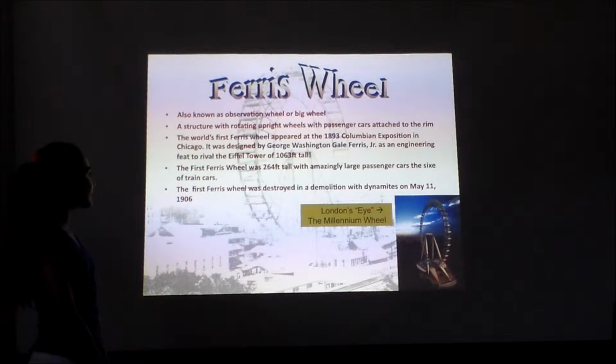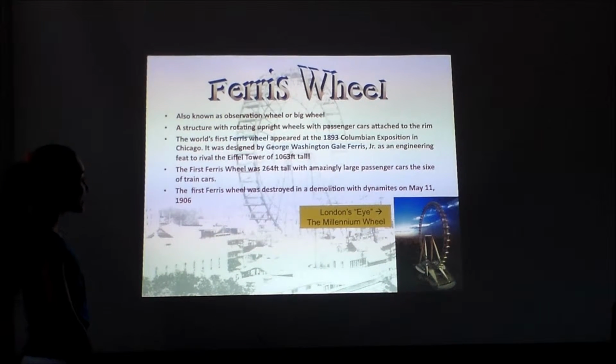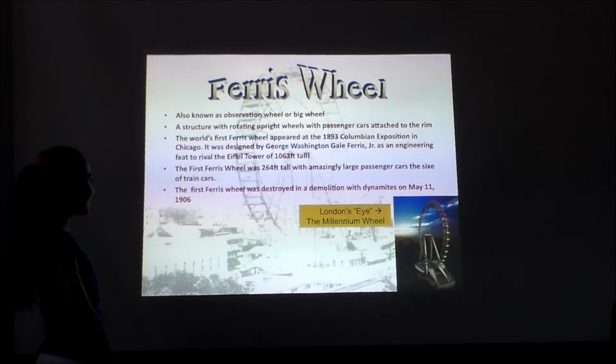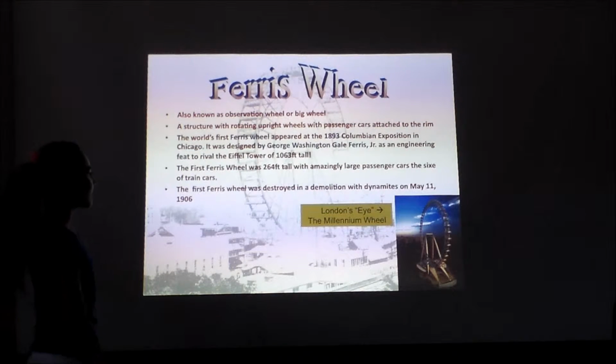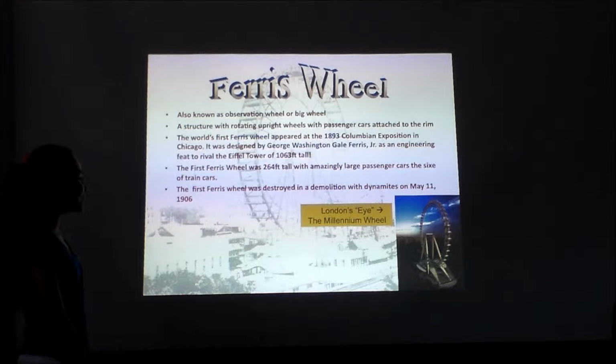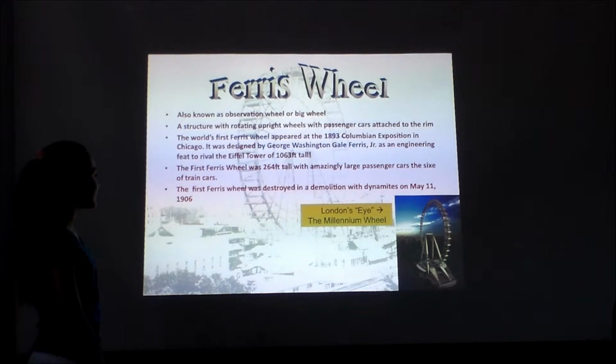as an engineering feat to rival the Eiffel Tower of 1,063 feet tall. The first Ferris wheel was 264 feet tall with amazingly large passenger cars the size of a train car. The first Ferris wheel was destroyed in a demolition with dynamite on May 11, 1906.